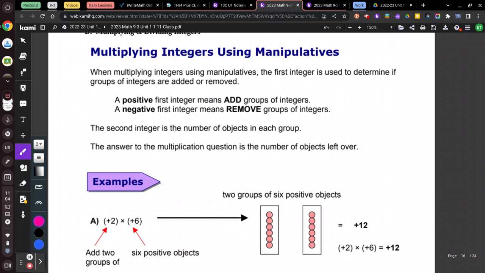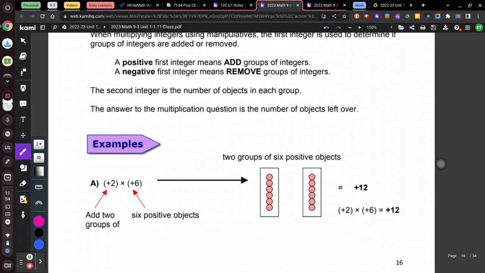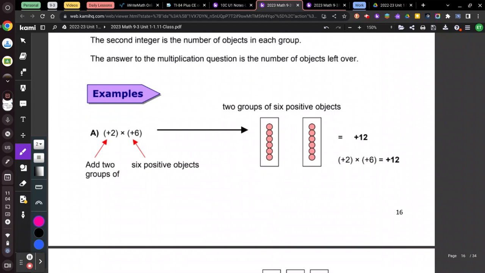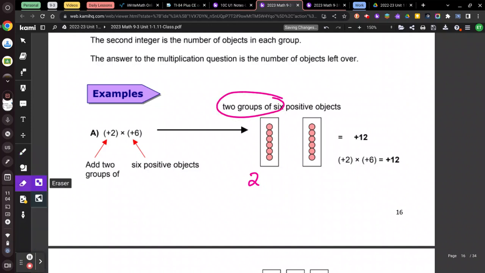So a positive integer means add groups. A negative means remove groups. So if I have a 2 times a 6, that means I've got 2 groups of 6. Okay, and that's what they're telling us, 2 groups of 6. So you could just add them up together now. You'd get 12, or you could multiply them on the calculator. You would say 2 times 6. That's what 2 groups of 6 means.